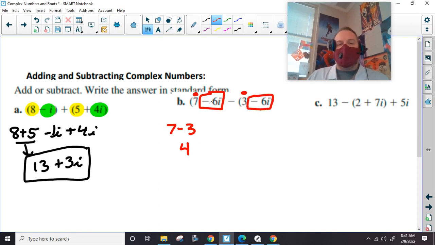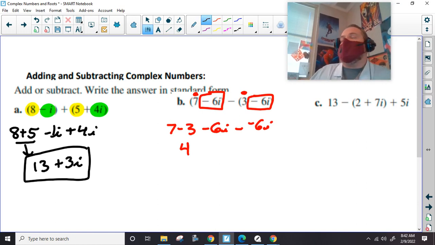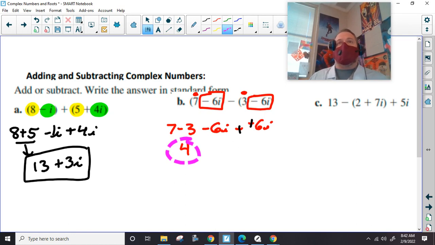All right. Now, this is negative 6i minus negative 6i. All right. Now, you've probably heard it a bajillion different ways, depending on who you had as a teacher beforehand. Minus and negative is plus or positive, or you would say keep, change, whatever. Well, now they're opposite signs. So, yeah, this is 0. So the answer is just 4.